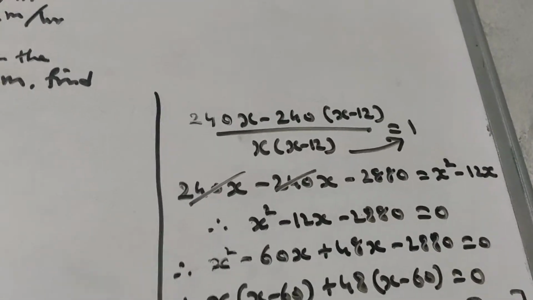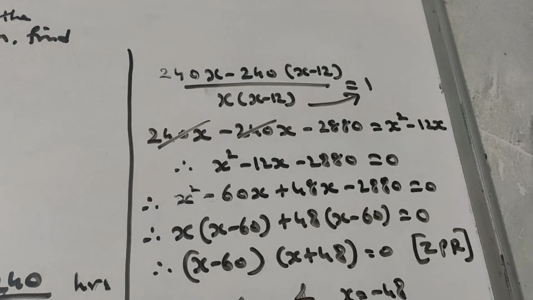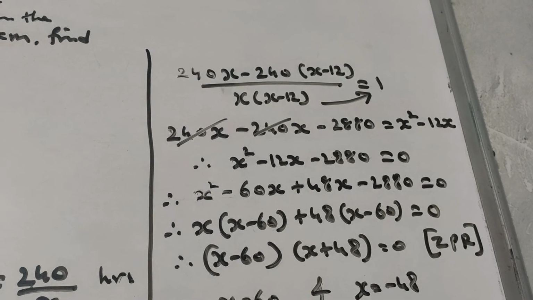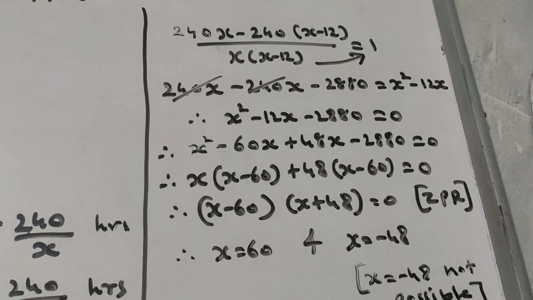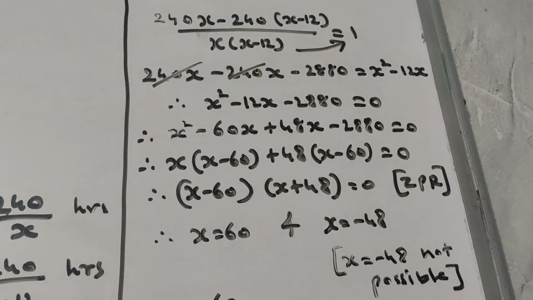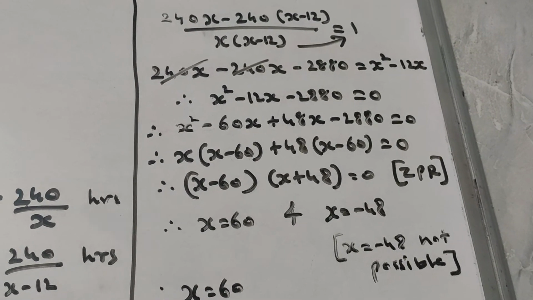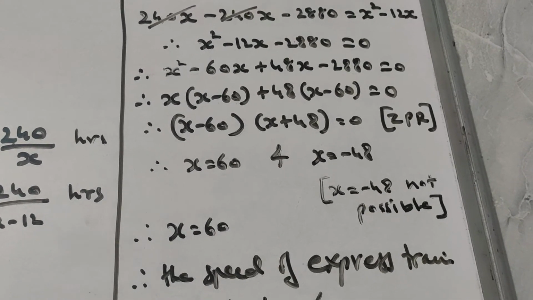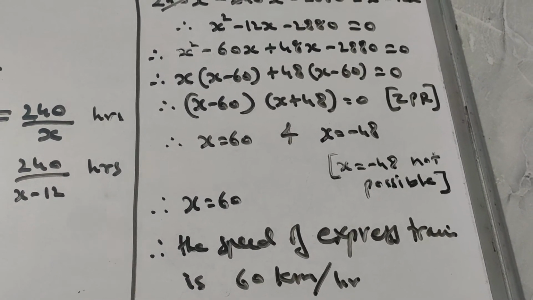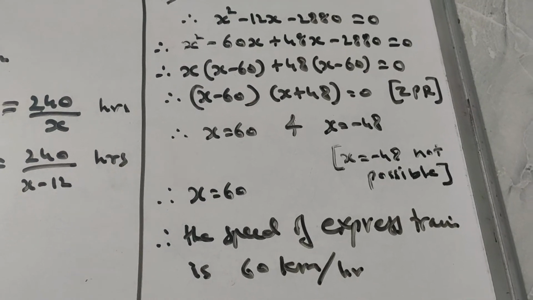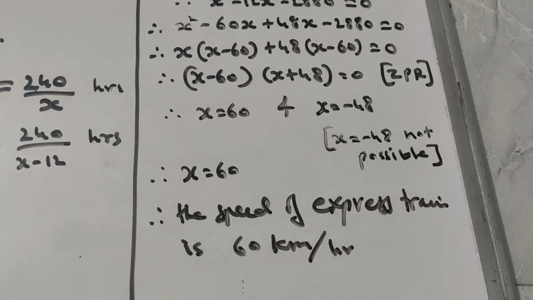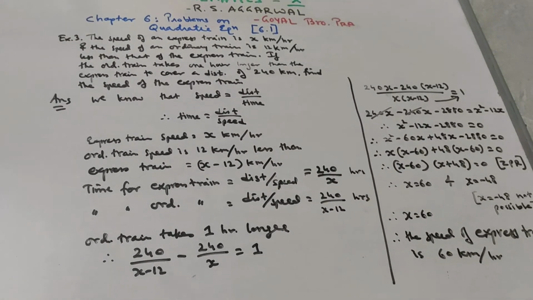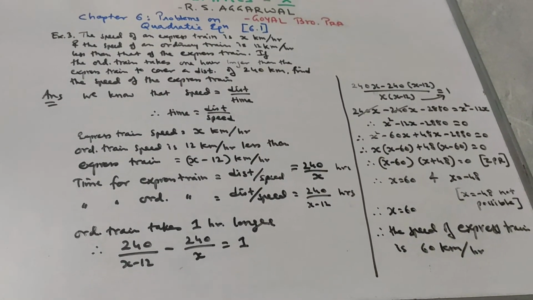Taking LCM and solving it and getting the quadratic equation x square minus 12x minus 2880 is equal to 0. Solving when factorizing and applying ZPR, we are getting x equal to 60 and x equal to minus 48. But x equal to minus 48 is not possible because it is negative. So we'll go for x equal to 60. Therefore the speed of express train is 60 kilometers per hour. I hope you understood this one. I'll show the other examples in the next episode.